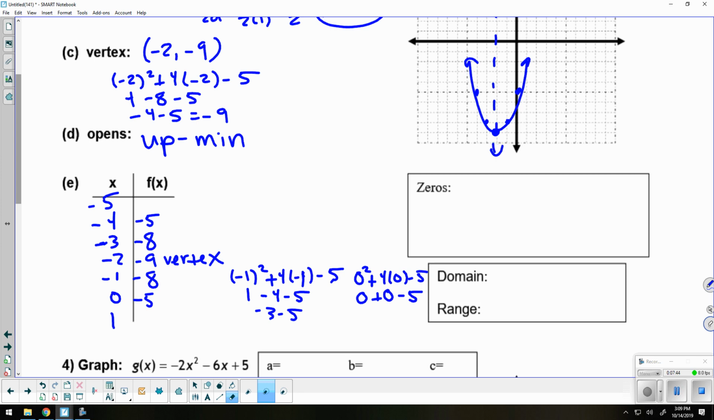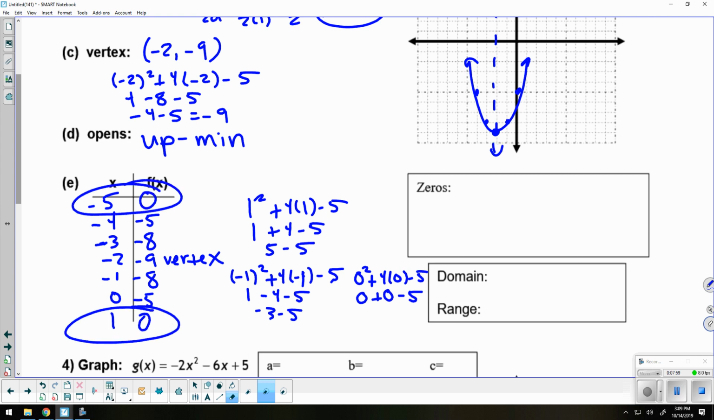If I plug in 1 for x, let's see, 1 squared plus 4 times 1 minus 5. So 1 plus 4 minus 5, you get 5 minus 5, and that's going to be 0. Bingo, right here. These are our solutions.